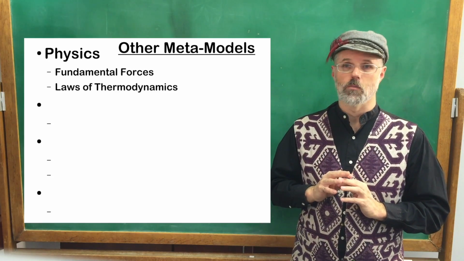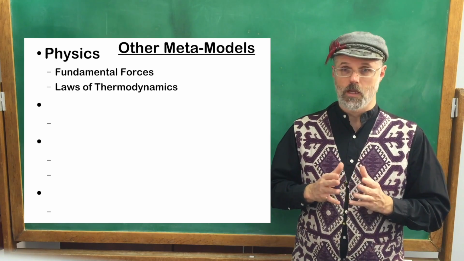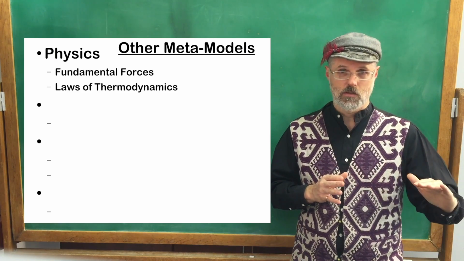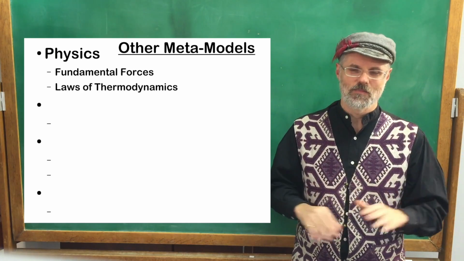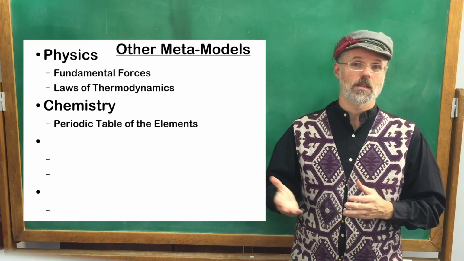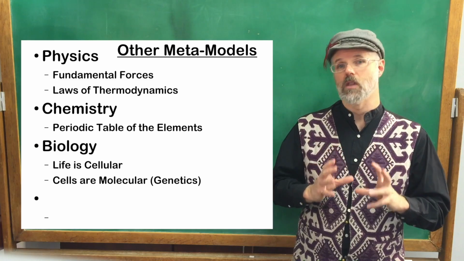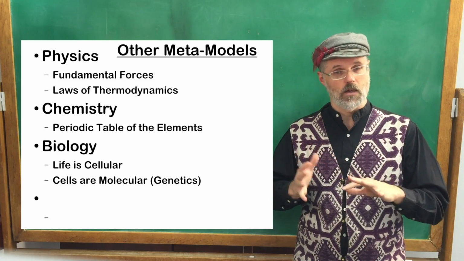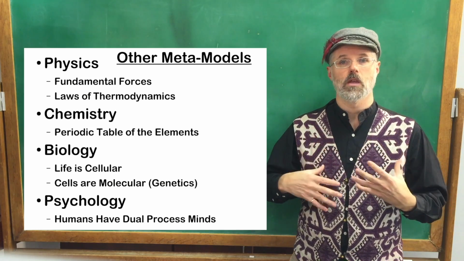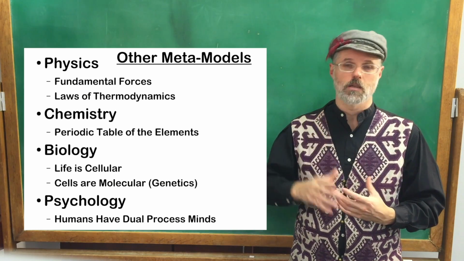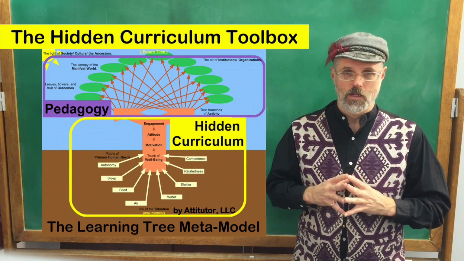There are numerous important metamodels that define certain fields. In physics, if you make a claim that contradicts the fundamental forces or one of the laws of thermodynamics, then you're simply not doing physics. In chemistry, the same is true of the periodic table of the elements. In biology, it is the cellular nature of life and the molecular nature of cells. Recently, psychology seems to be arriving at a similar reverence for the dual process nature of the human mind. The learning tree is the first dual process model for education.